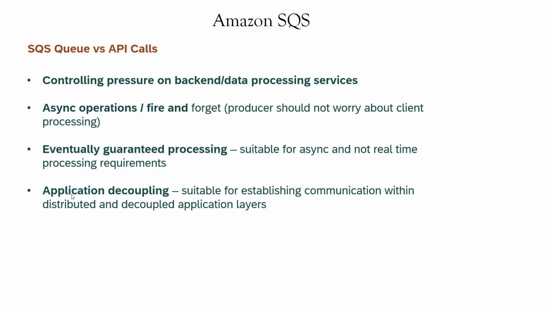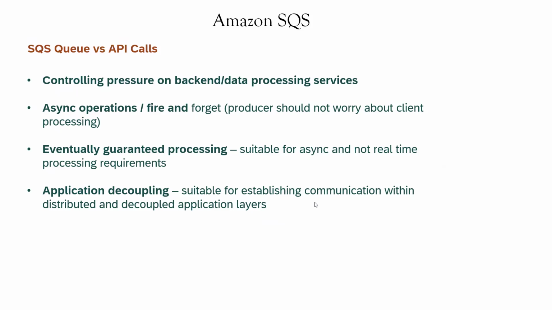Next is eventually guaranteed processing. It is very trustable: all the orders will be queued to the queue, and it is guaranteed that all the messages will be delivered to the respective order processing services or the backend services. Not in real time, but in asynchronous mode. Asynchronously, the message will be delivered to the connected backend service at least once, eventually.